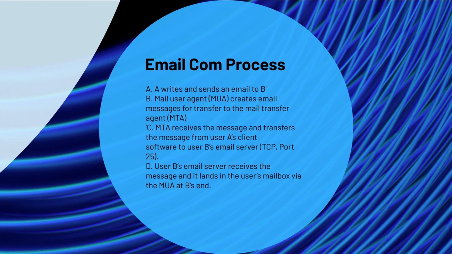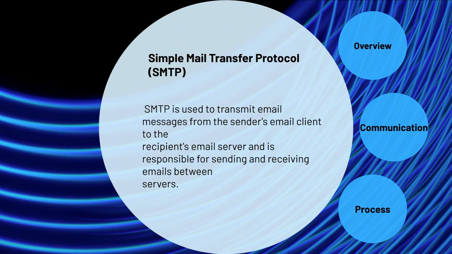This is the simple email communication process. A writes and sends an email to B. The mail user agent creates email messages for transfer to the mail transfer agent. The MTA receives the message and transfers the message from user A's client software to user B's email server, and this communication happens through TCP at port 25. User B's email server receives the message and it lands in the user's mailbox via the MUA at B's end. This is the overview of SMTP.